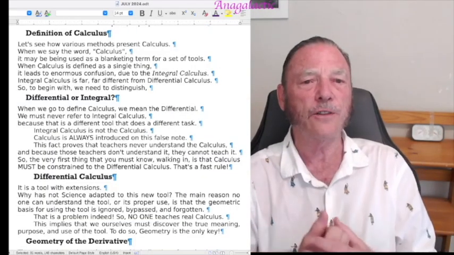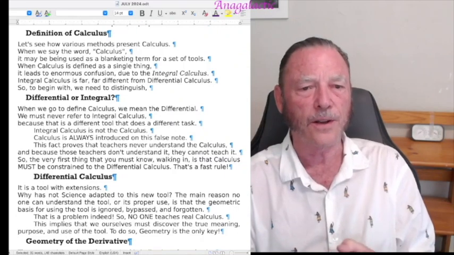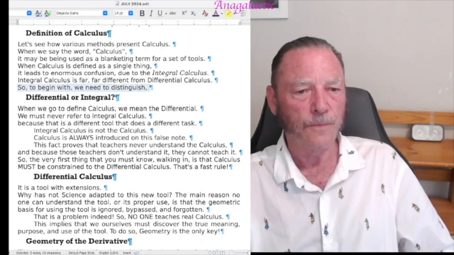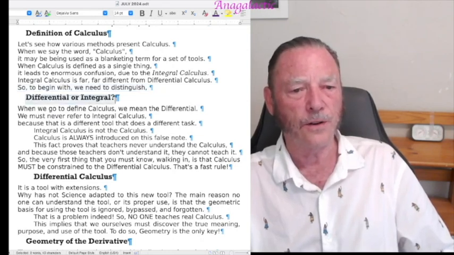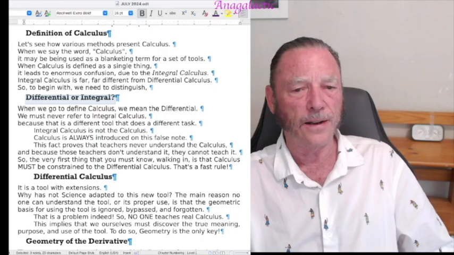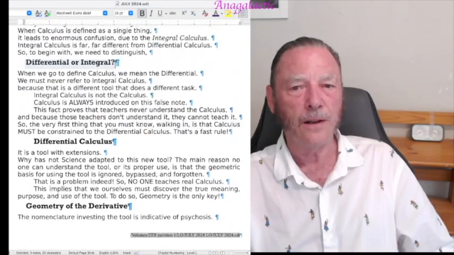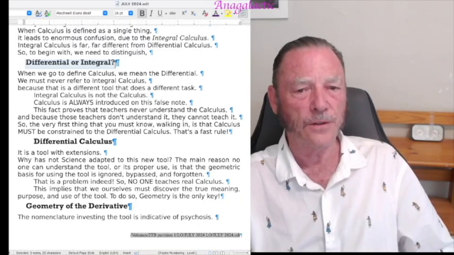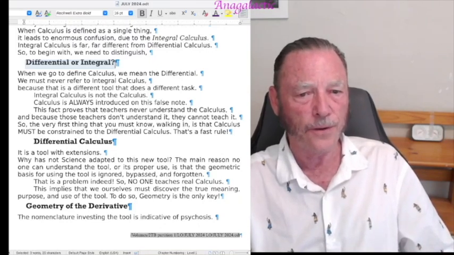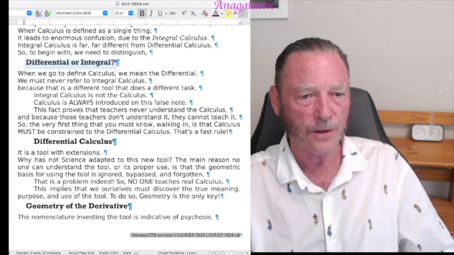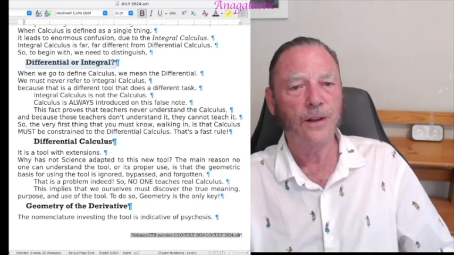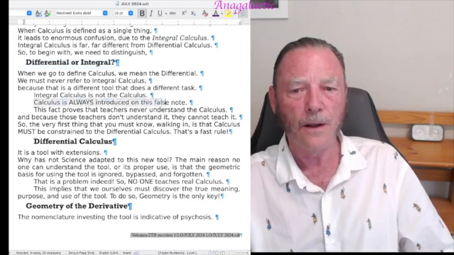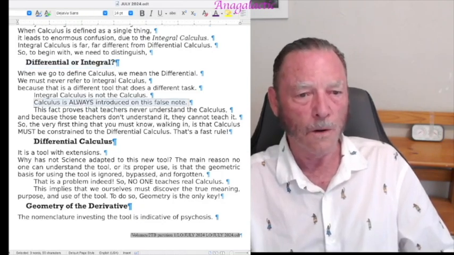The definition of calculus. This is critical, and we're going to end on this. We begin with the differential calculus. Differential or integral. When we go to define calculus, we mean the differential. We must never refer to integral calculus because that is a different tool that does a different task. Integral calculus is not the calculus. You could say that it is, we will later, but for now, no.